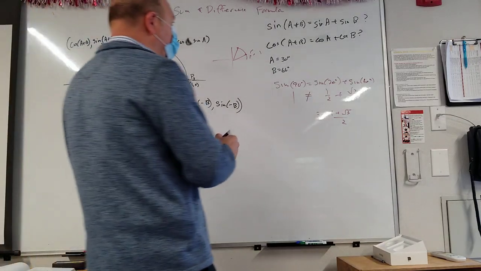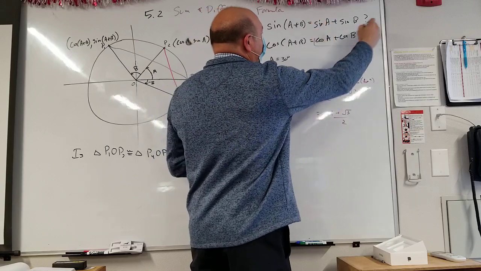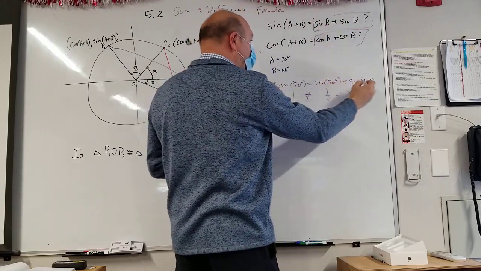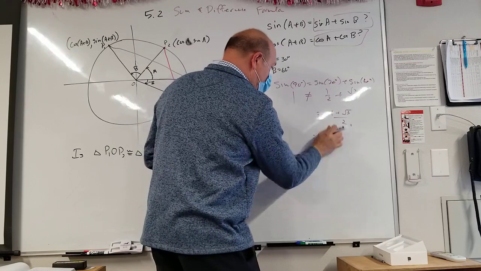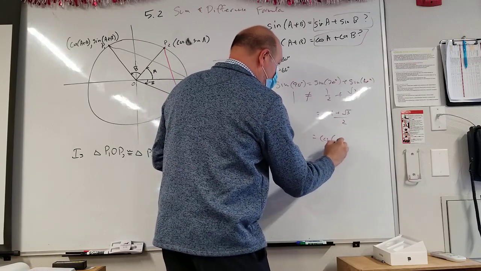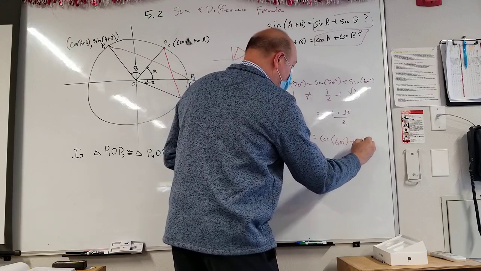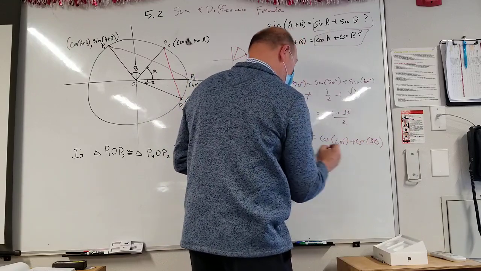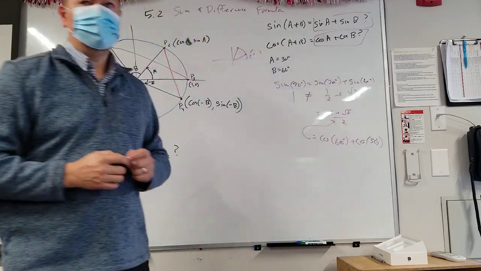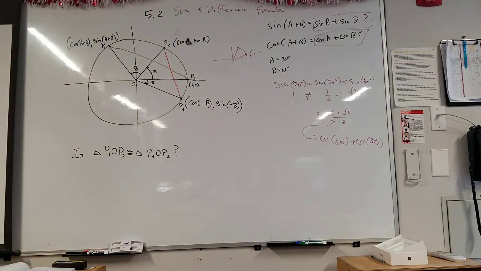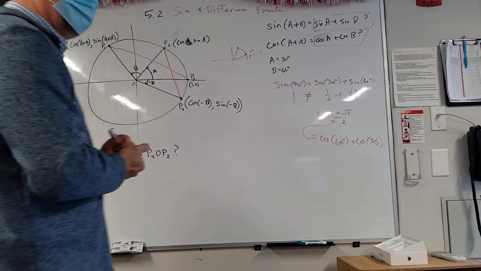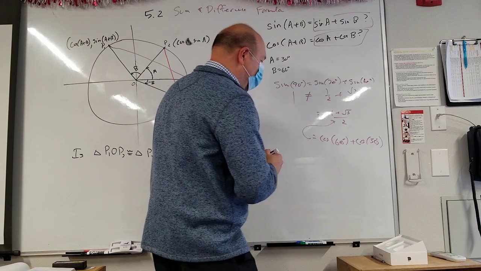Georgia, another question. Or a comment. These guys are both the same. Anybody know why these guys are both the same? So sine of 30 plus sine of 60 is the same thing as cosine of 60 plus cosine of 30. Anybody can give me that? Because the two different angles, you're just taking the other coordinate. So since they're the same thing, they're flipped. Awesome. I agree. That makes sense.